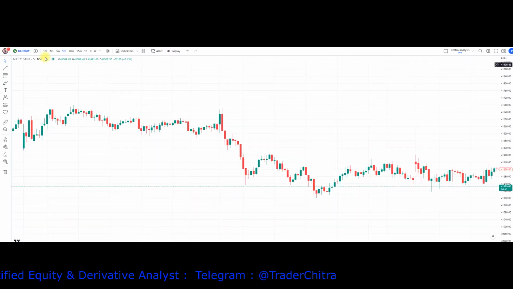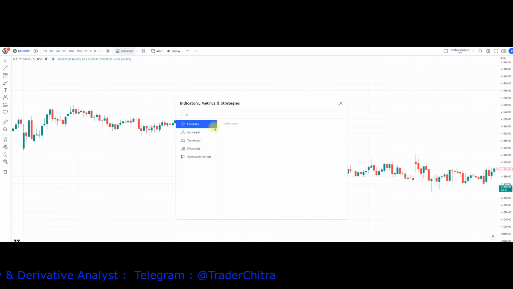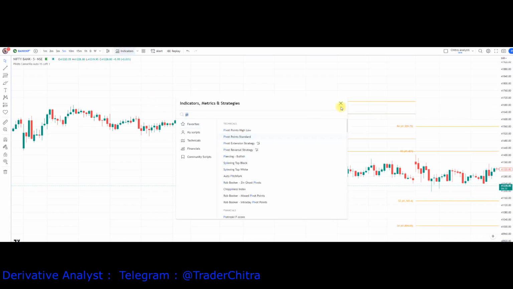This is the Bank Nifty 5 minutes time frame chart. So this is a blank chart. I haven't added any indicator. So for our strategy, we have to add the indicators. So go to indicator. First, we will add the pivot point standard.